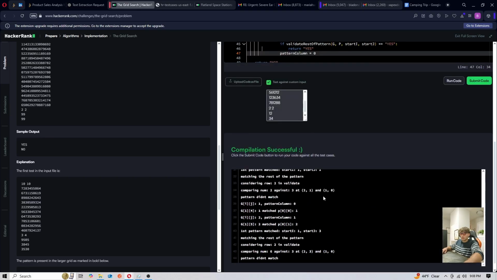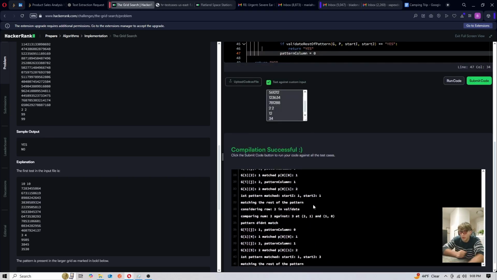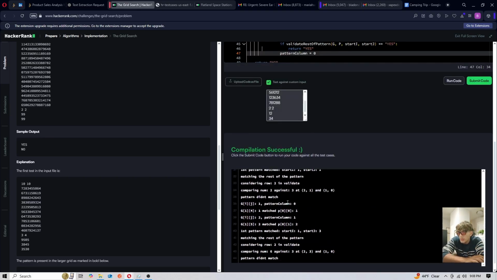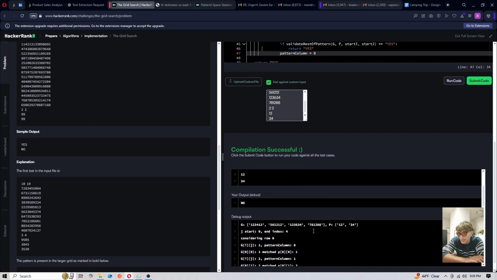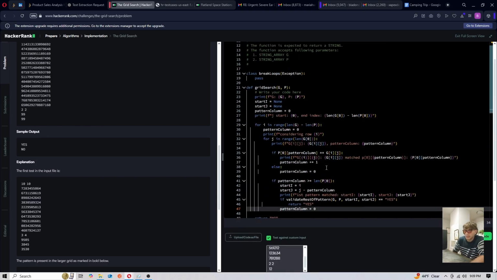Alright, well. 1 and 4 don't match. Well, no. Why is the start J wrong? Comparing 6 against 3. That's because it takes 3's index. 0, 1, 2, 0, 1, 2, 3. Alright, well, for some ungodly reason, it's 1 short.